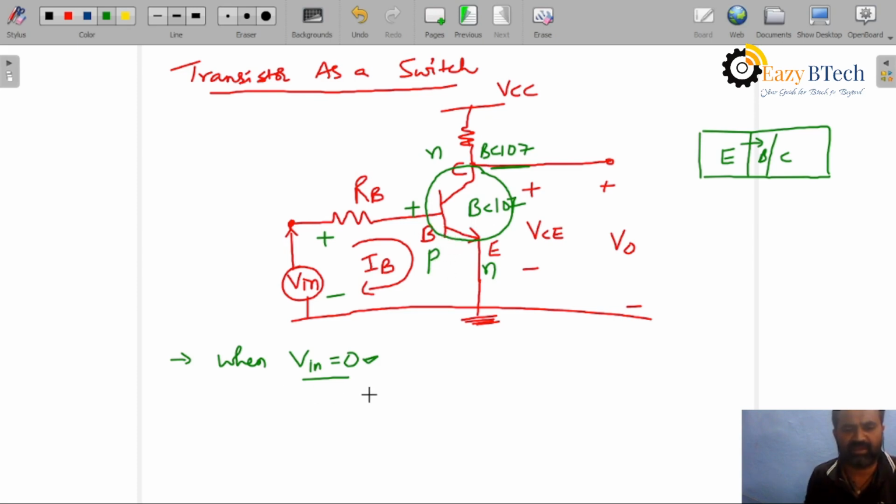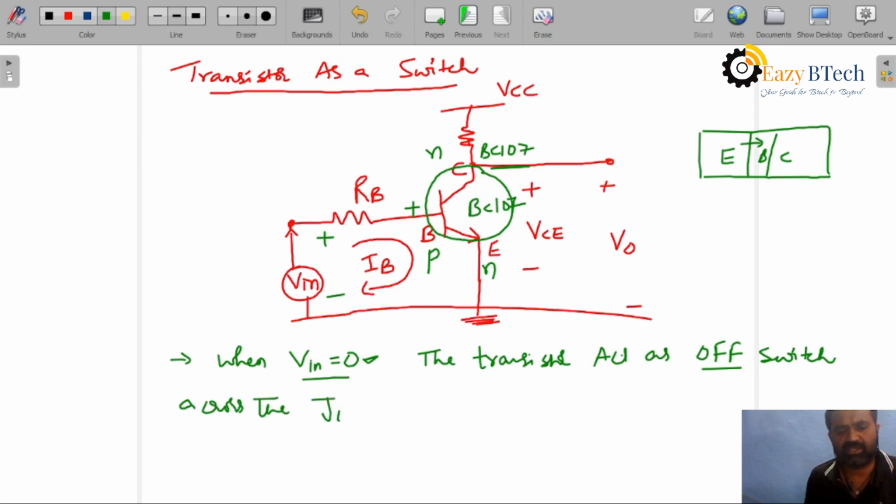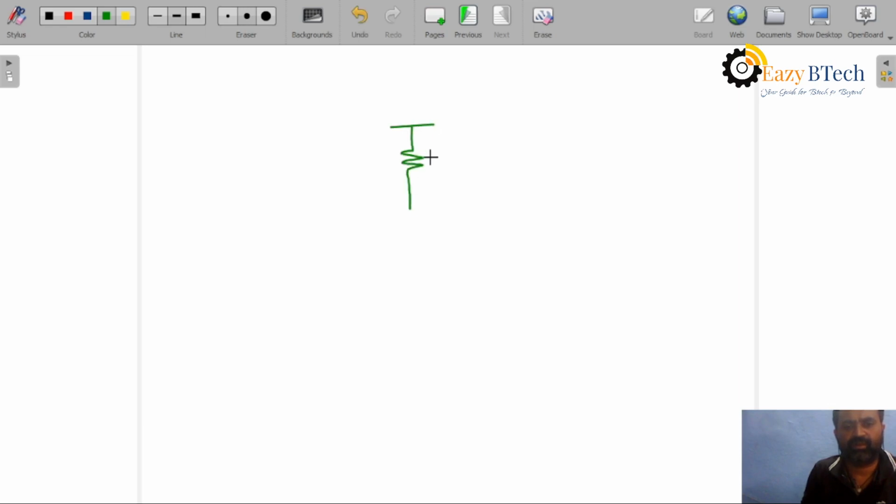due to which the transistor can act as an open circuit. When Vin is equal to 0, the transistor acts as an off switch across the JE junction, that is emitter-base. The emitter is N and the base is P. It will act as an off switch. Then the response will be like this: this is RC and this terminal is open circuit, and we are taking the output across here. This is V0. From this you can see Vout is equal to VCC.